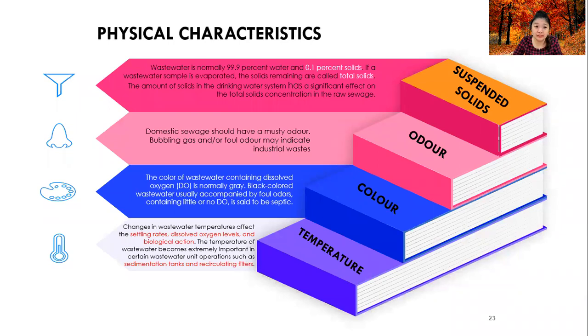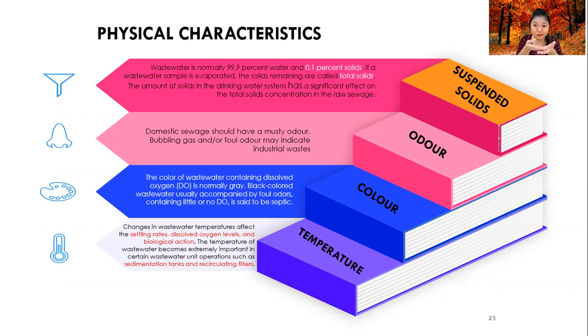So these are the physical characteristics that we have: suspended solids, oils, color, and temperature. Wastewater is normally 99.9% water and 0.1% solids. If a wastewater sample is evaporated, the solid remaining is called the total solids. The amount of solids in the drinking water system has a significant effect on the total solids concentration in the raw sewage. It's just like, you have a bowl, and then you put in the water, and then you filter it in a filtration paper, and then you dry it in the oven.